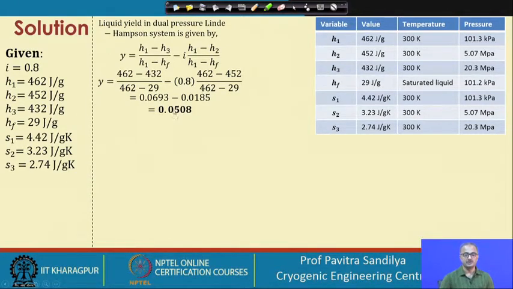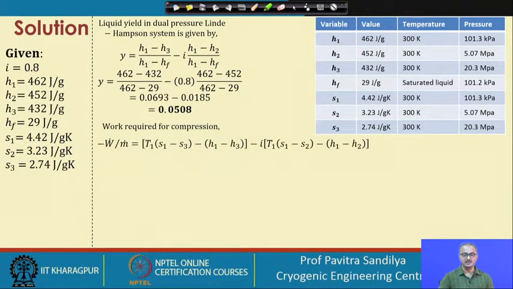You can clearly see that if we do not take into account the second term, then the liquid yield is more than this value. So there is a slight decrease in the liquid yield, from 0.069, that is about 0.07, to about 0.205. So there is a slight decrease in the liquid yield.